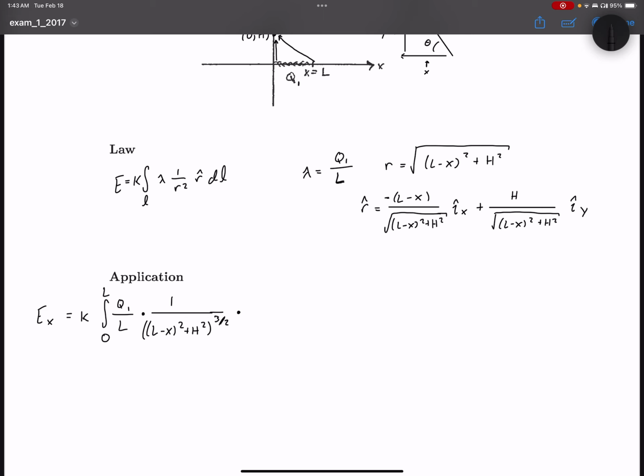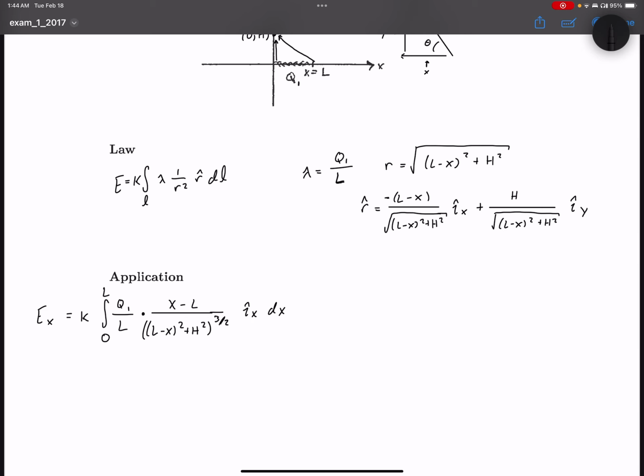Times negative L minus X, which I'm just going to go ahead and evaluate to negative LX. I mean, sorry, go ahead and evaluate to X plus L, or X minus L. Let me go ahead and slap this up here, X minus L. Yes, that is right. That is true. Okay, and then we have dx. Remember, this is in the Ix direction, so I'll write that as well.